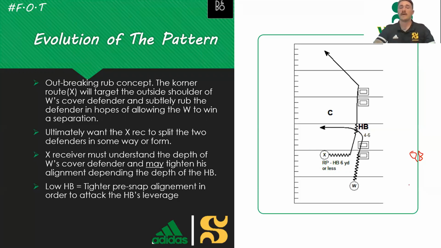So, basically, if I introduce this concept to my receivers and we ran it into the boundary, I'm going to tell the X receiver, in his stance and his alignment, he's going to split the numbers on the sideline, okay?